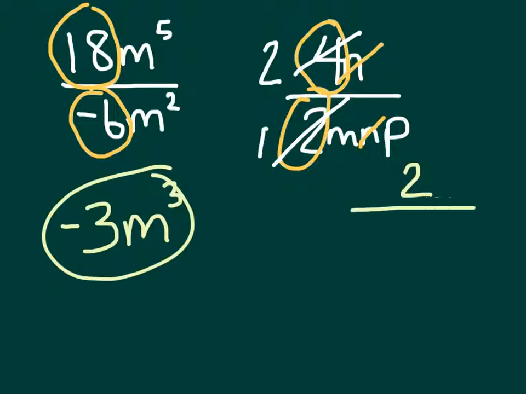2 over mp. You can put the 1 in there if you wanted to, 1 mp, but it's really not necessary. Same thing with you could do 2 times 1 is 2, but again, you don't need that.